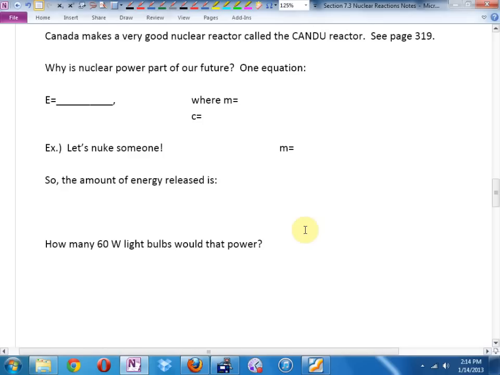Why is nuclear power part of our future? I just showed you a video about an earthquake that caused a nuclear reactor to go bad. Why are we still trying to pursue nuclear power? It's because of one equation, E equals mc squared, where m equals mass and c is the speed of light, which is 3 × 10⁸ meters per second.